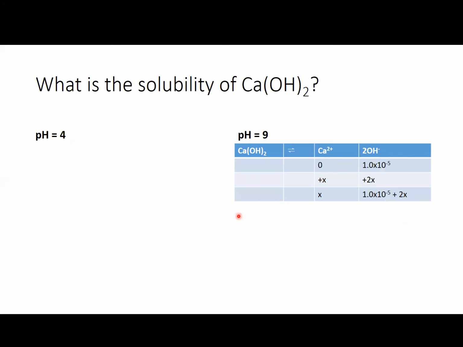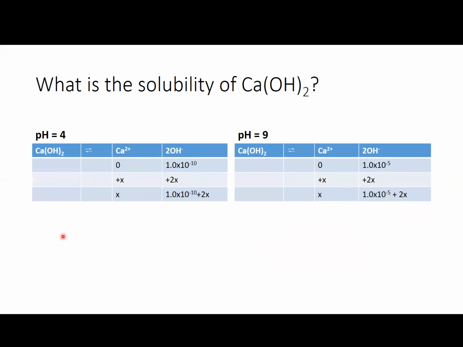So what is the solubility of calcium hydroxide when the pH is 4, pretty acidic, and when the pH is 9, pretty basic? Let's focus on this part first, pH is 4. So here's what it looks like when the pH is 4. I've added 0 calcium, and then my OH concentration is 10 to the minus 10. My hydrogen ion concentration is 10 to the minus 4, so my OH is 10 to the minus 10. H plus times OH minus equals KW, and that's where this comes from.